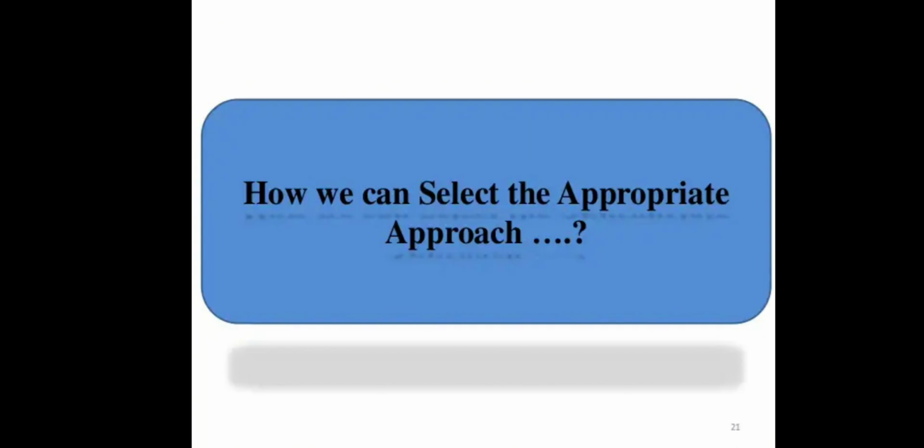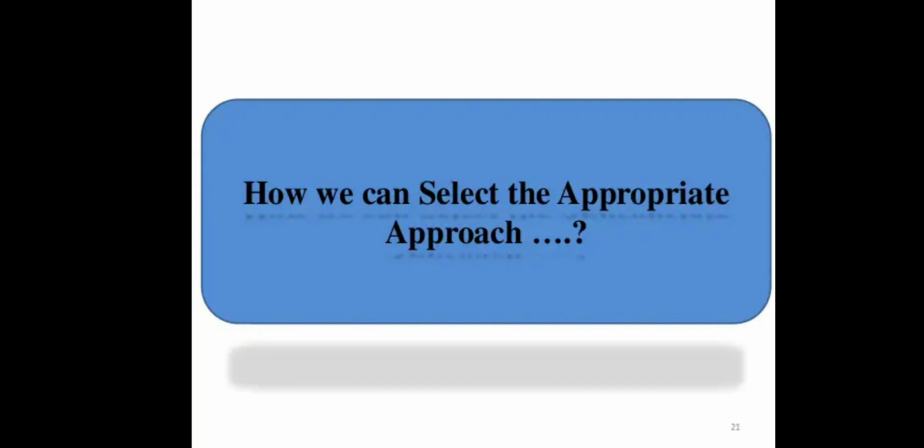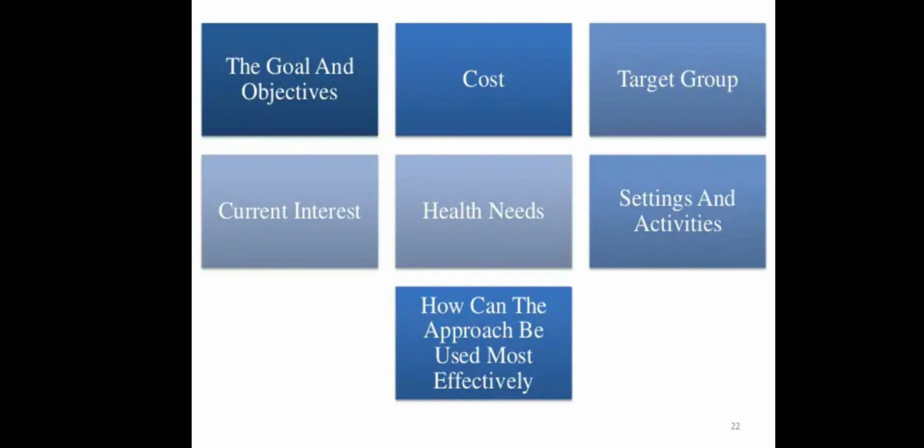Okay, let's proceed to how we can select the appropriate approach. How? By means of, first, the goal and objective, cause, target of the group, current interests, health needs, setting and activities, and how the approach can be used most effectively. So, meaning to say, if you follow these steps, you can eventually know how to select your approach in a certain information. So, that was the end of lesson 1, which is health education.